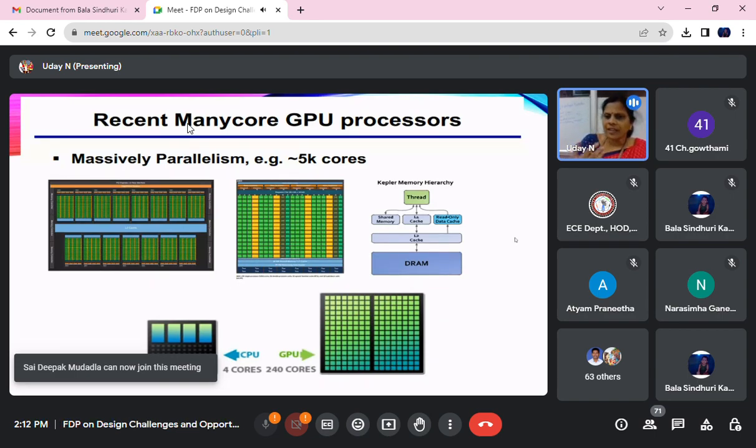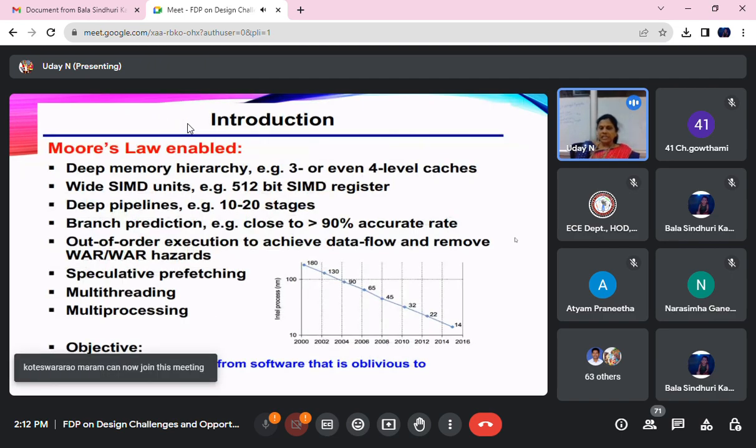The memory hierarchy that these kinds of architectures, these kinds of processors, follow is called the Kepler memory hierarchy, in which a thread is shared among shared memory and the read-only data cache, along with L1 and L2 caches, which interface with the dynamic RAM. So this is the era in which we are, in which the memory and the number of processors, the massive parallelism, play a major and significant role in the implementation of algorithms.